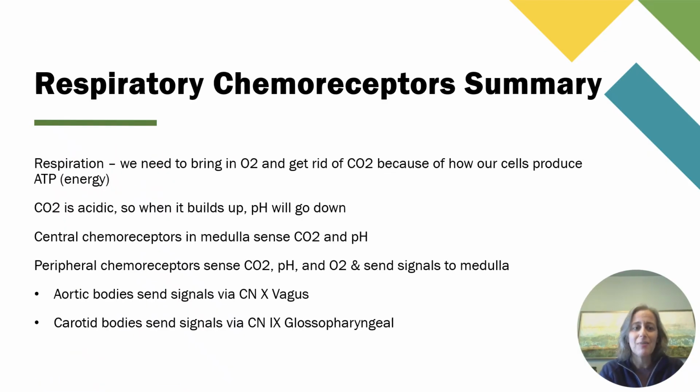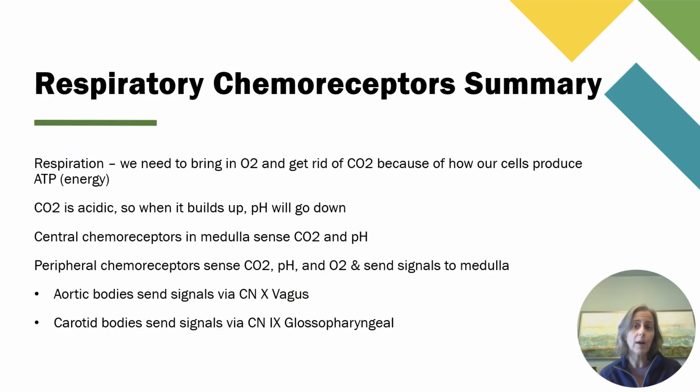This is all of that in summary, right? Respiration is all about bringing in oxygen, getting rid of carbon dioxide because of what our cells are doing to produce ATP. Carbon dioxide is acidic, so when it builds up, our blood becomes more acidic and the pH goes down. So pH can be a really good proxy for CO2 levels. Those central chemoreceptors are already in the medulla. They sense CO2 and pH levels.